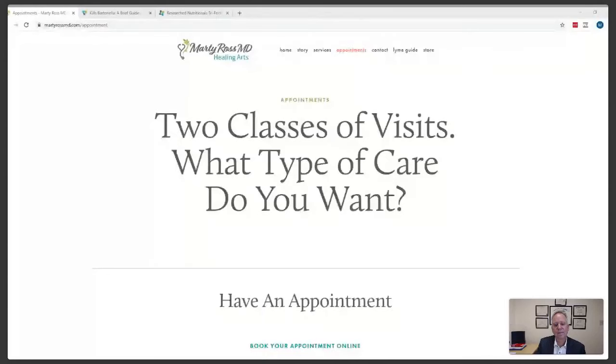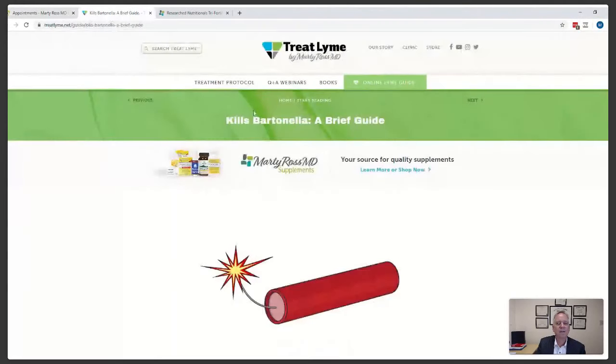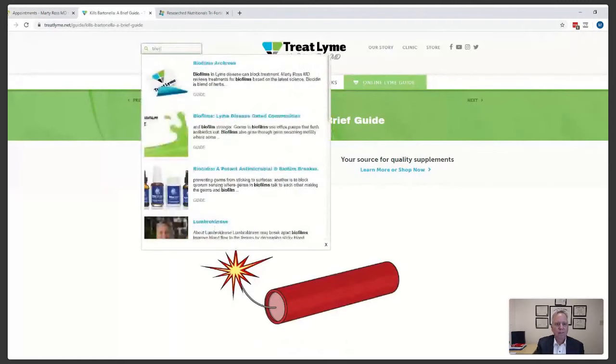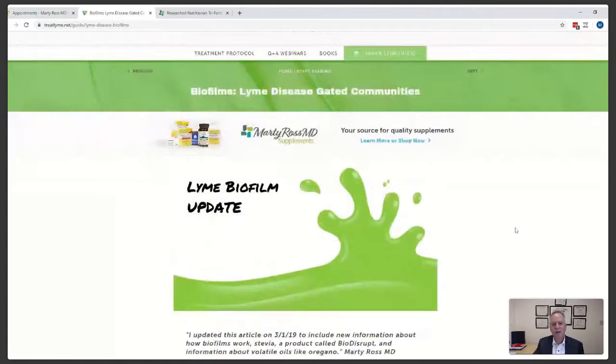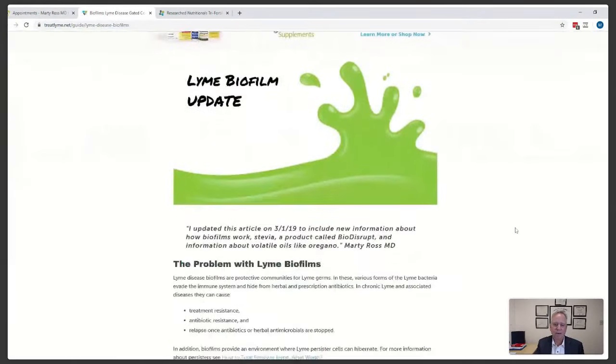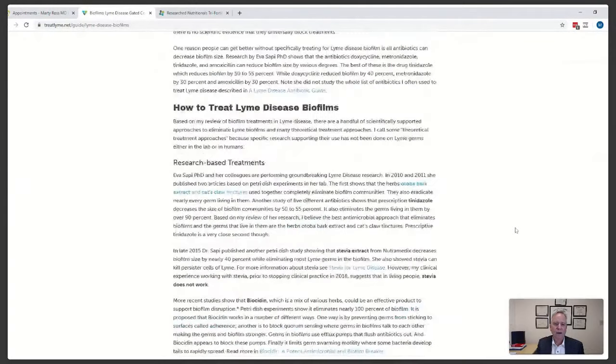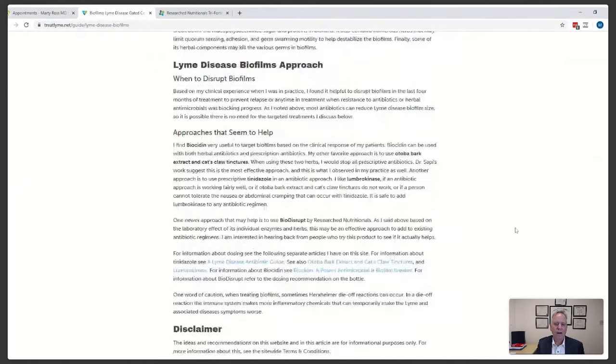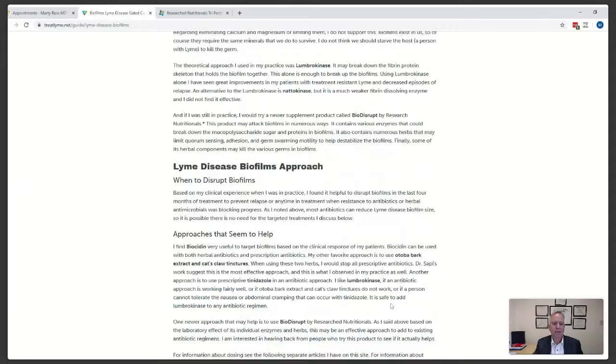Let me show you an article where you can look at how to do this. I have a whole article on biofilm treatments, this one called Biofilms, Lyme Disease, Gated Communities. If you read through this section, I talk about the various things that I would use, including the Biocidin, otoba, and cat's claw. The product that I like from Research Nutritionals is called BioDisrupt. So take a look at this article for some more ideas.